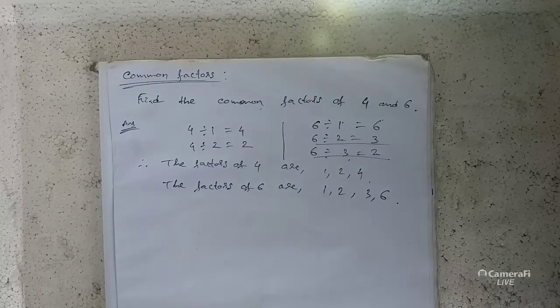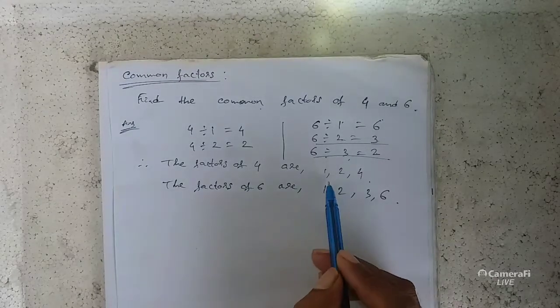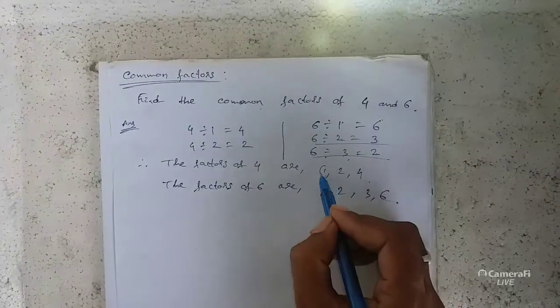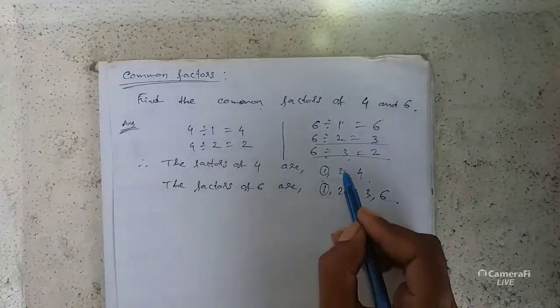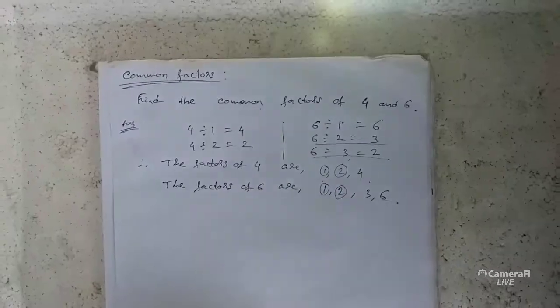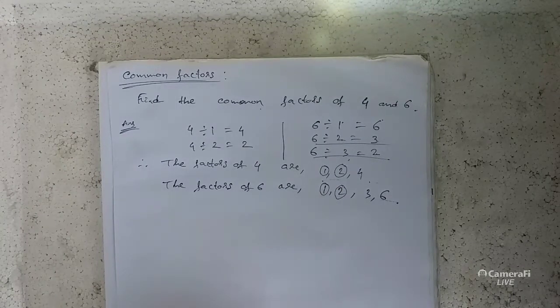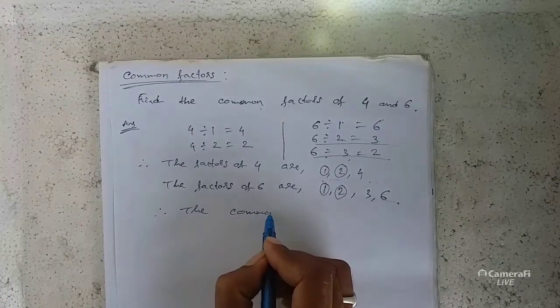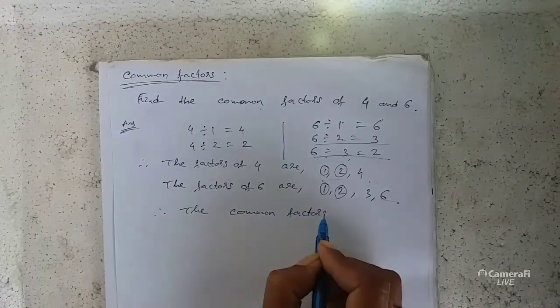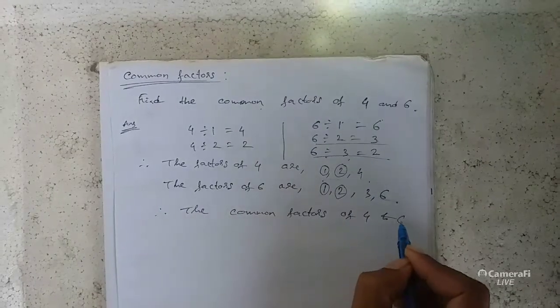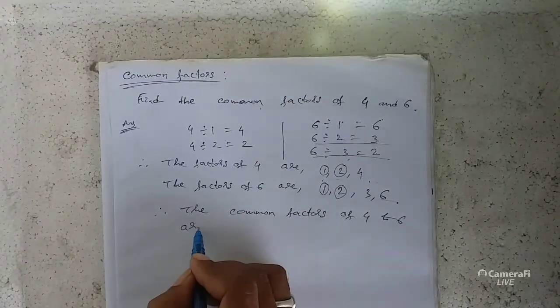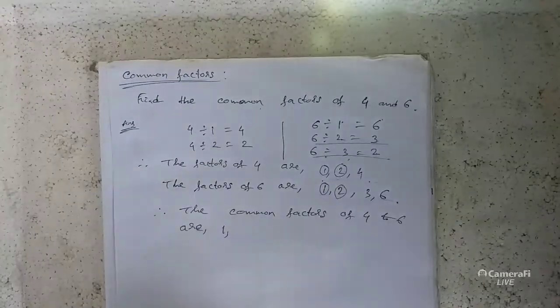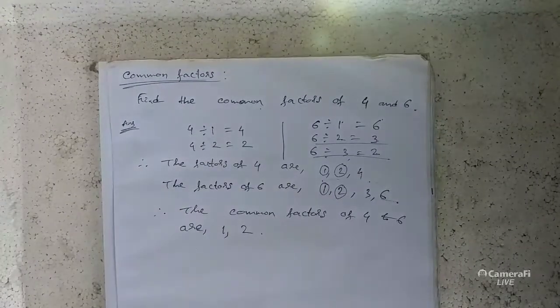Okay. Now, see what are the common ones from here. Common means the matching ones from these two lists of factors. 1 is matching and 2 is matching in both. So, 1 and 2 are the common factors. Therefore, the common factors of 4 and 6 are 1 and 2. So, in this way we can find the common factors.